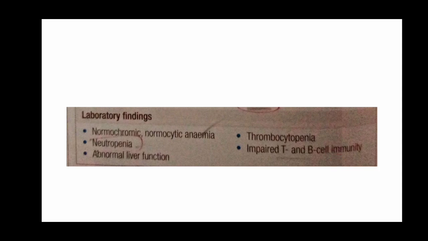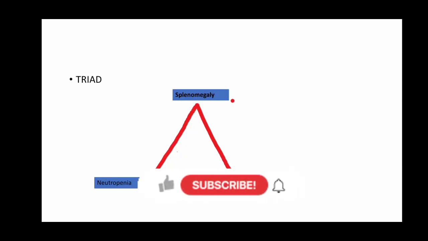The treatment for Caplan and Felty syndrome is, as usual, the treatment for rheumatoid arthritis, and it is also symptomatic treatment. Here you can clearly see the triad: splenomegaly, nodules and neutropenia.